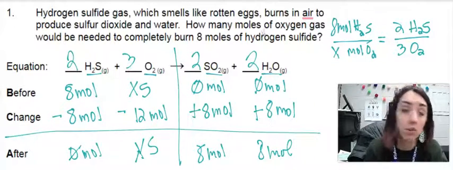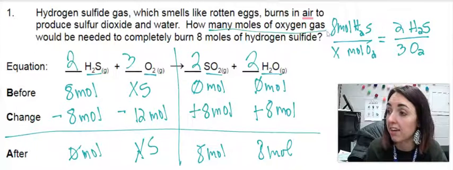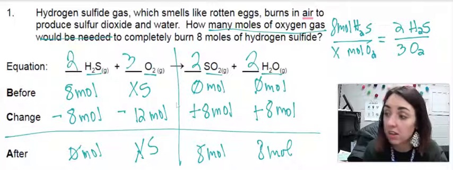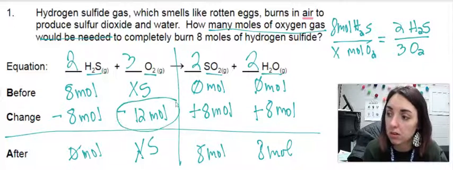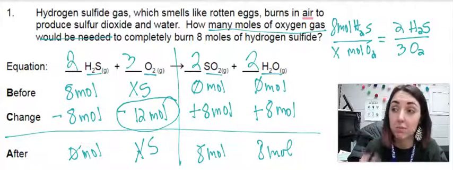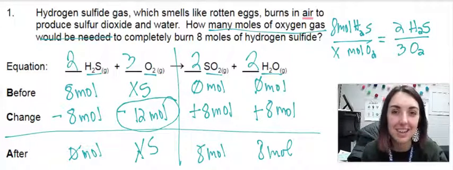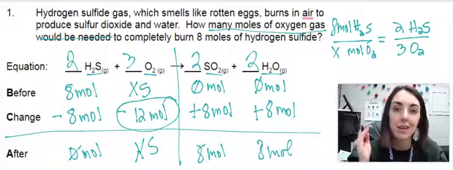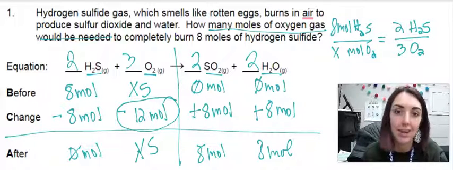So the last thing to do is look at the question. It says, how many moles of oxygen gas would be needed? Well, here's oxygen, and it looks like I use 12 moles of oxygen gas. So the answer to my problem is 12 moles of oxygen gas would be needed. And that is how you do the most basic stoichiometry problems.